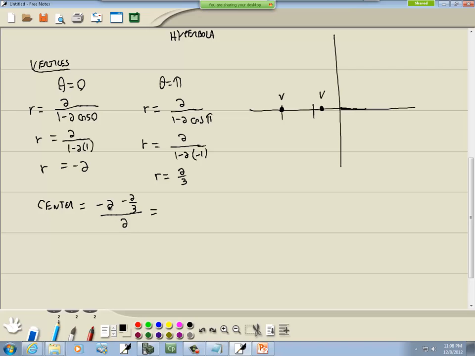Multiply everything by 3. So this by 3 gives me negative 6 minus 2 over 6. That gives me negative 8/6, which gives me negative 4/3. Again, I multiplied everything by 3: the negative 2 by 3, the 2 by 3 here, and then this by 3. So negative 4/3. That's past negative 1, and that'd be about right here, I guess. It's our center. Okay.